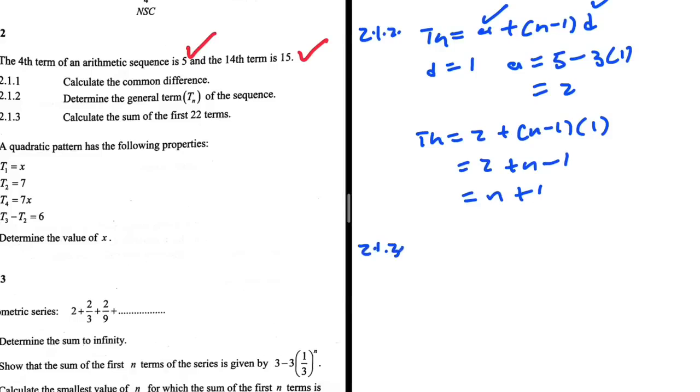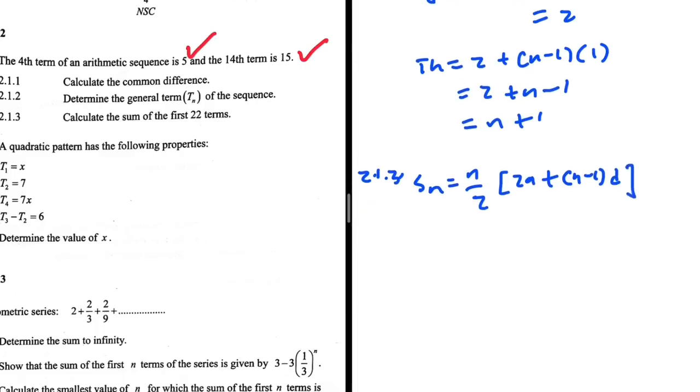2.1.3, calculate the sum of the first 22 terms. So S22, well, let's start by saying Sn. Sn equals n over 2 multiplied by 2a plus n minus 1 multiplied by d. Well, I've memorized this formula, but it is on the formula sheet. You don't have to really memorize it. So S22 will be equal to the value of n. We're looking for the sum of the first 22 terms. So we're going to have 22 over 2 multiplied by 2 times a, which is 2 also, plus n minus 1, where n is 22, so we have 22 minus 1 multiplied by d.